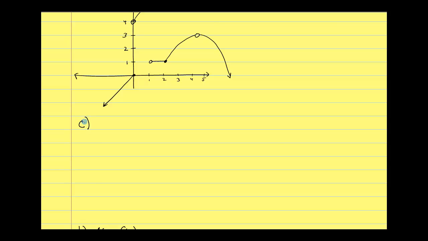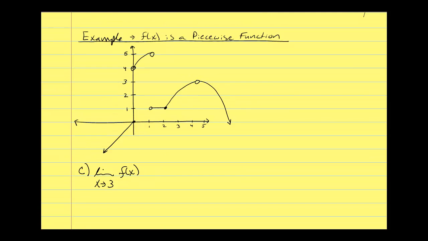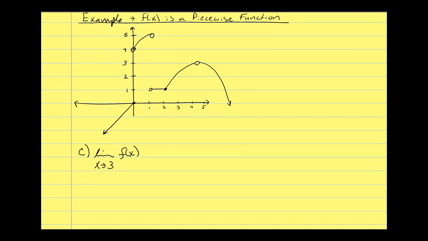For part C here, I would like to look at the limit as x approaches 3 of f of x. And remember, this entire graph up here is f of x. So in order to figure out what's going on here, we're going to look at the limit as x approaches 3 from the left, the limit as x approaches 3 from the right, and compare them. So here's 3. As we approach from the right and from the left, we can compare them and see that the limiting value is equal to 2.